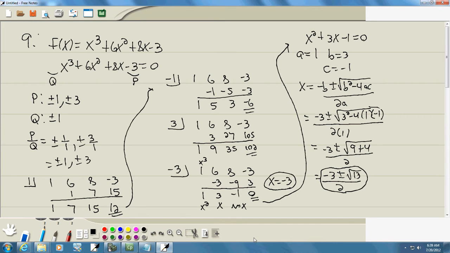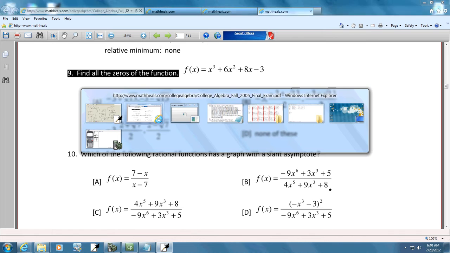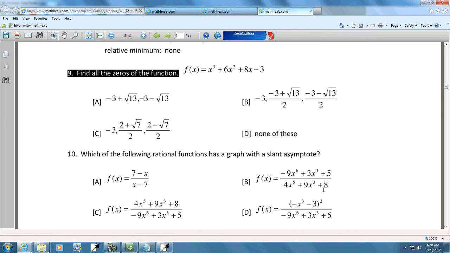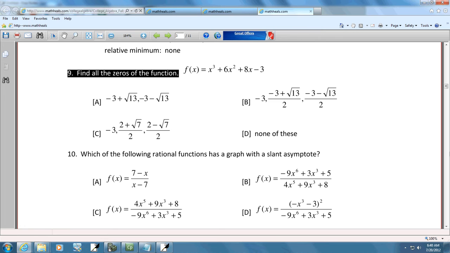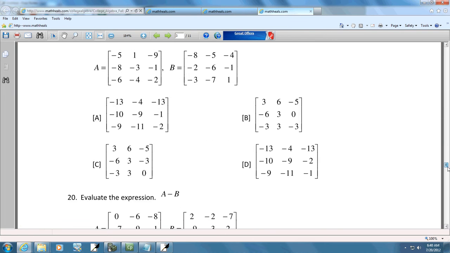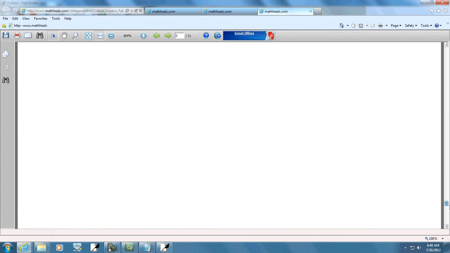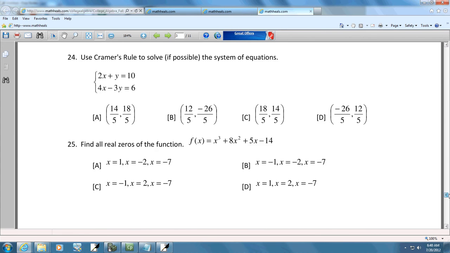Now our largest power of x tells us how many answers we're going to have. And we found x equals negative 3 and then these two. So that's our three answers. And let's see which one that matches. Kind of looks like B. And it does. Let's go double check that. 9B. And that checks.